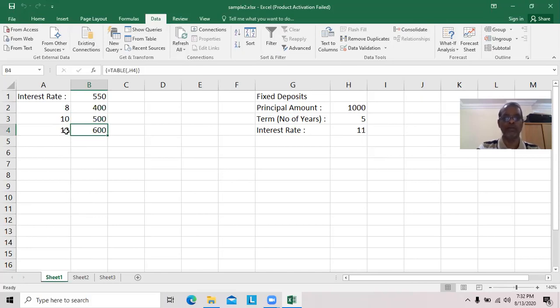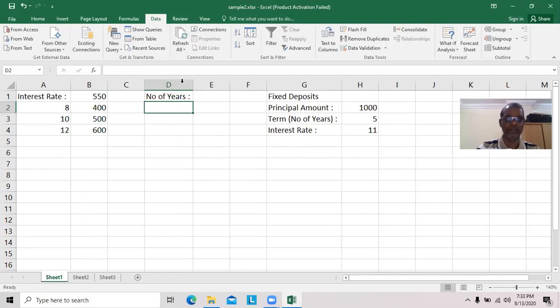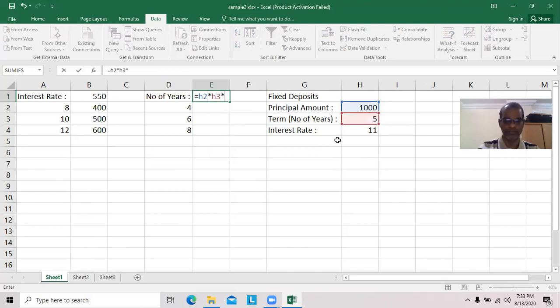Okay, sir. What will happen if the number of the years is changed? Just the same thing. You can go for number of the years, that is time. Here I type 4, 6, 8 different years. Similarly, you have to type one formula here to find out simple interest for H2, H3, H4: H2 star H3 star H4 divided by 100.